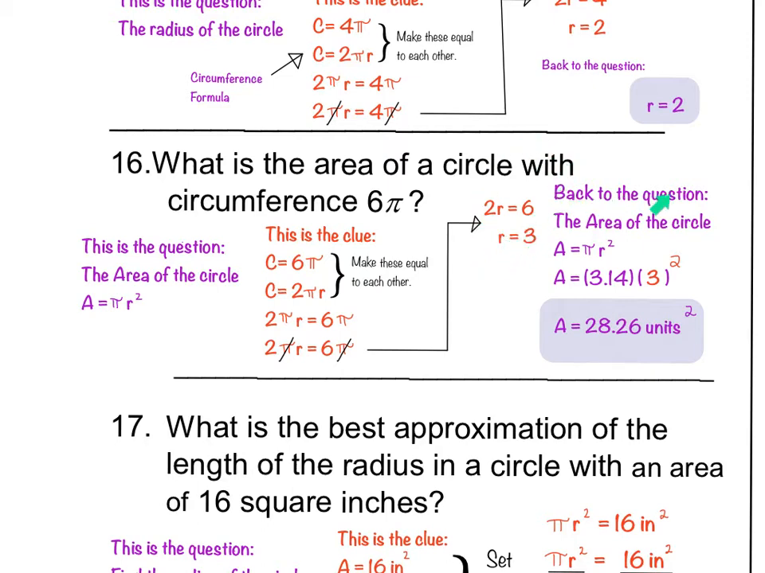But if we go back to the question, they're not asking us for r. They want us to find the area of the circle. So the formula for the area of the circle is pi r squared. If we're substituting for pi, we get 3.14. And for r, we put in 3, which will become 3 squared, which is 9. And multiply that times 3.14. We end up with an area of 28.26 units squared. Because they didn't tell me what type of units, I'm going to put units. And I know it's squared because it's area.